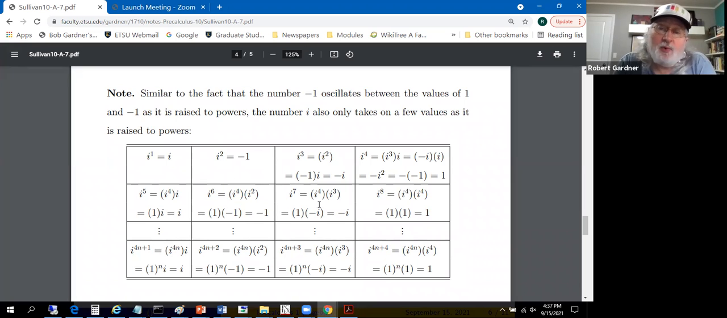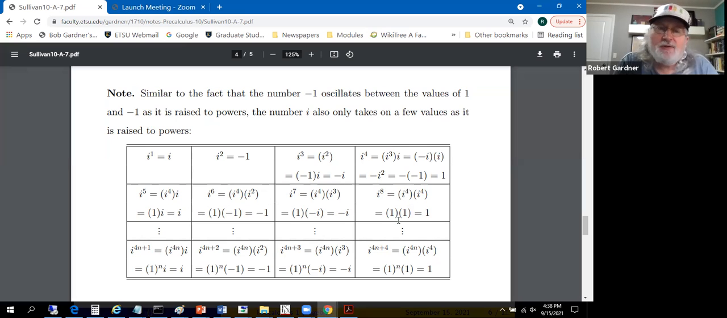i to the seventh, maybe write it as i to the fourth times i to the third. i to the fourth is 1. i cubed. i cubed was -1. Excuse me, i cubed was -i. So we get 1 times -i, and we get a -i out, just like we did with i cubed. i to the eighth is i to the fourth times i to the fourth. i to the fourth was 1, as we saw in the entry above. We get 1 times 1 is 1. It did it again. It went through the values i, -1, -i, 1.